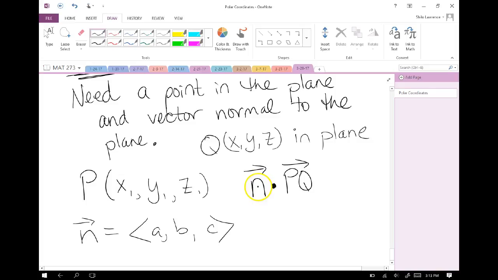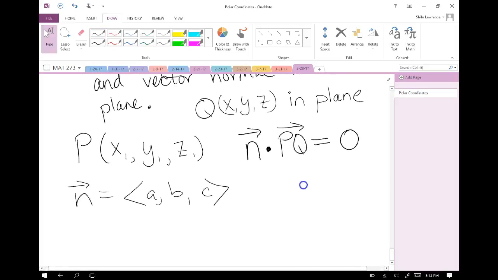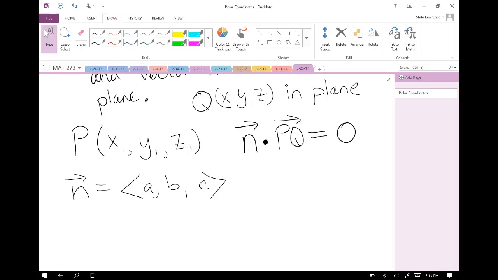And then if n is a normal vector to the plane, PQ is in the plane, and n is normal to the plane, what's the dot product of two normal vectors always going to be? Scalar. A dot product is always scalar. My bad. Oh, it's 0. It's always going to be 0. So this is where the formula, or the equation, for a plane comes from.